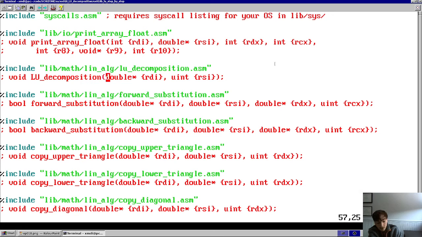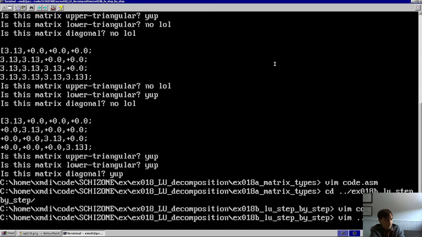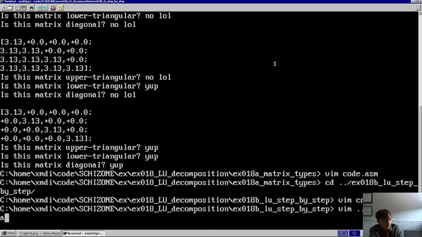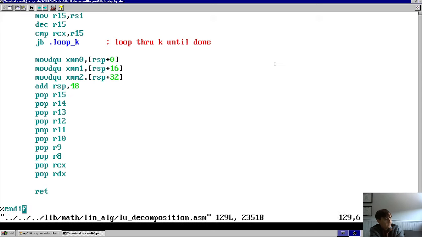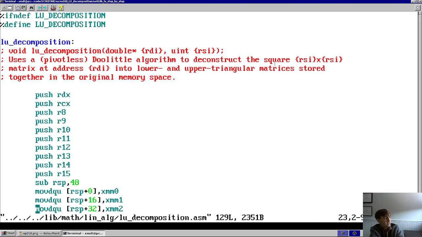And what it's going to do is, well, I can actually pull it up. Math, linear algebra, LU decomposition. This uses a pivotless Doolittle algorithm to deconstruct the square RSI by RSI matrix at address RDI, double precision numbers, into lower and upper triangular matrices stored together in the original memory space. So it's what I explained in the slides.